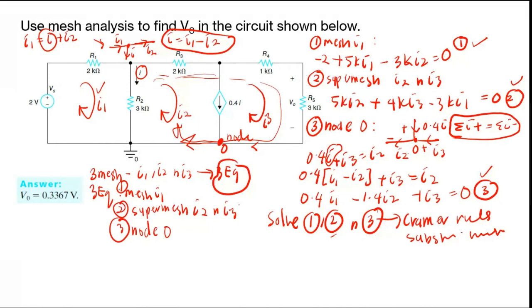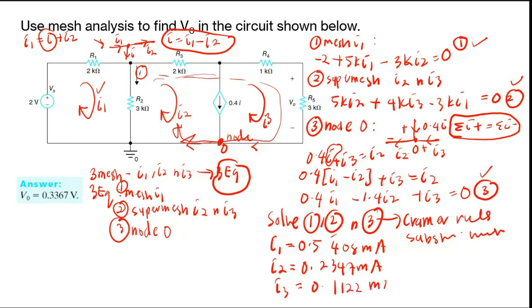Okay, so when you solve these equations, you can get your I1 equal to 0.5408 milliampere, your I2 equal to 0.2347 milliampere, and then your I3 equal to 0.1122 milliampere. So these are all the values for your I1, I2, and I3, but the question asks you to find the V node here.